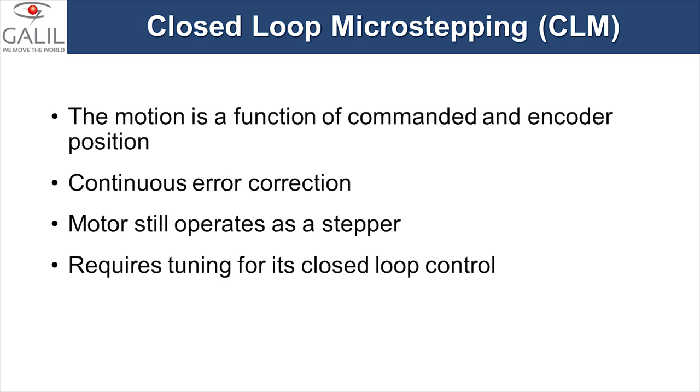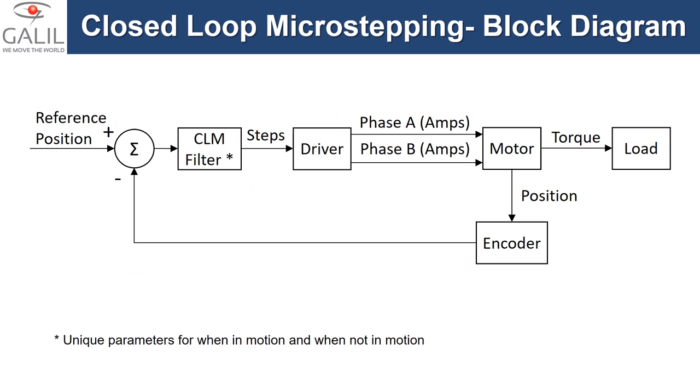In order to get an idea of how this mode works, let's take a look at a block diagram representation. The controller first sets the reference position. That position value then goes through a closed-loop microstepping filter. This closed-loop microstepping filter has tuning parameters that must be set by the user to achieve system stability. The reference position is then converted into steps that are sent to the driver. The driver applies the appropriate current to the motor's phases to move the motor to the commanded reference position.